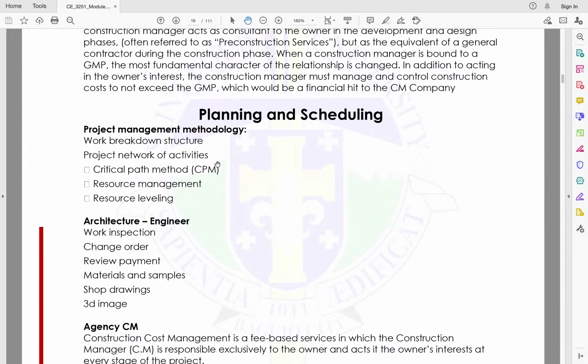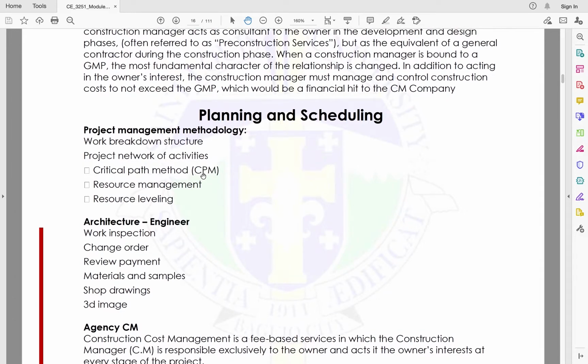Okay? So dalawa yung ibig sabihin natin ng CPM, construction project management. Next is the critical path method. So when we say critical path method, these are the critical activities that needs to be done on schedule. No ifs, no buts, no delays. Okay, it should be on schedule because this defines the duration of the project.